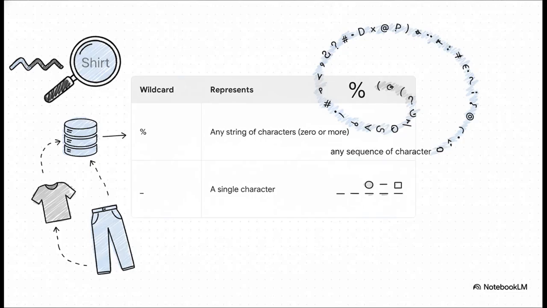The magic here is the LIKE operator. It uses these things called wildcards. So if you're looking for any product with shirt in the name, you'd write WHERE name LIKE '%shirt%'. That little % sign means match any characters here. So it'll find t-shirt, polo shirt, you name it. The underscore, on the other hand, matches just a single character.